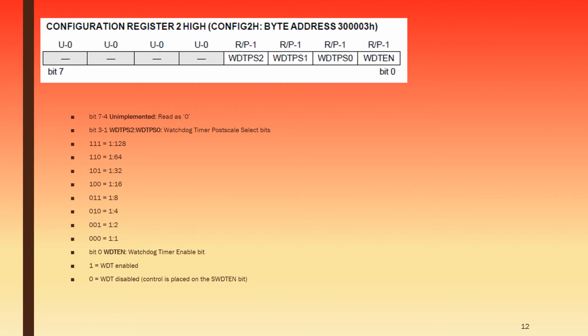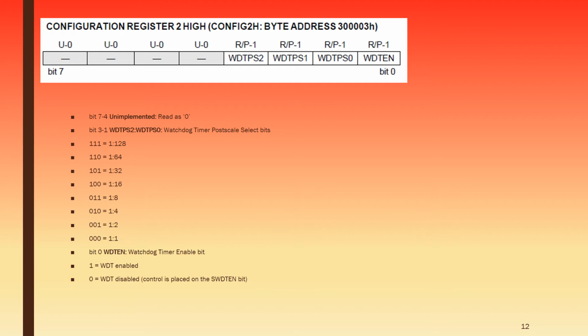So these are post scale select bits. Starting with the 111 combination, it is 1 is to 128, and it goes up to 000, which is 1 is to 1. That is, 111 is 1 is to 128. 110 is 1 is to 64. 101 is 1 is to 32. 100 is 1 is to 16. 011 is 1 is to 8. 010 is 1 is to 4. 001 is 1 is to 2. And 000 is 1 is to 1.